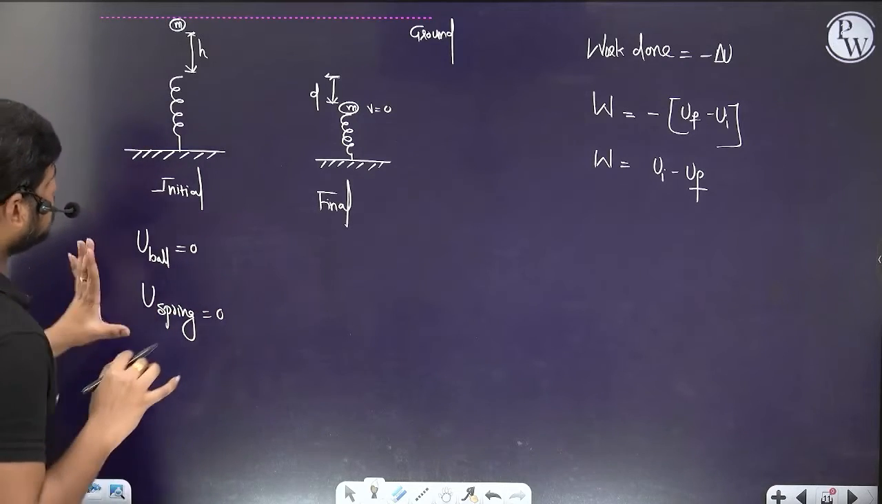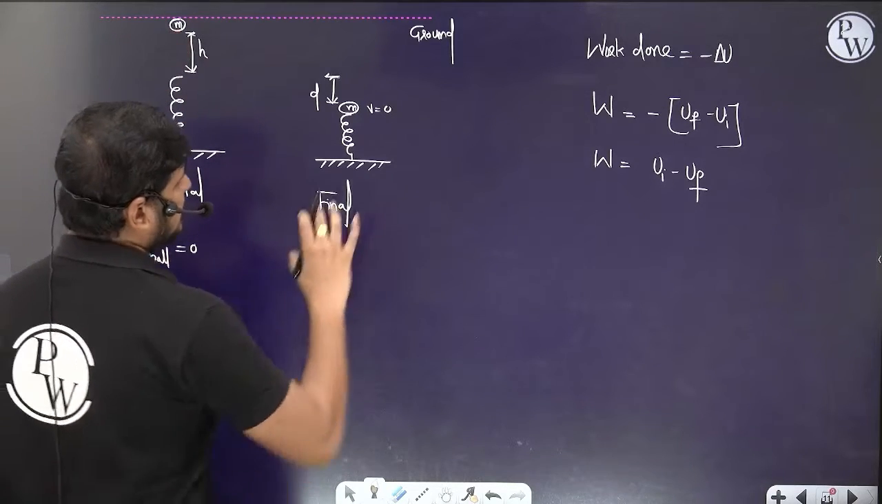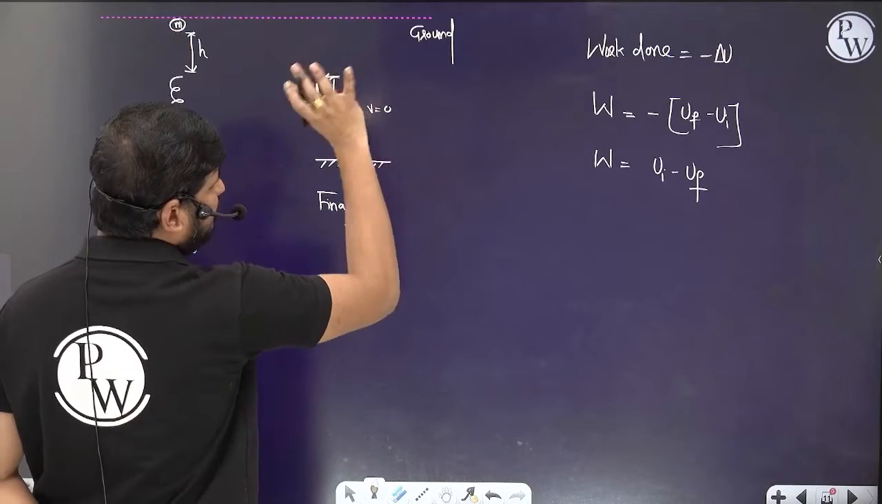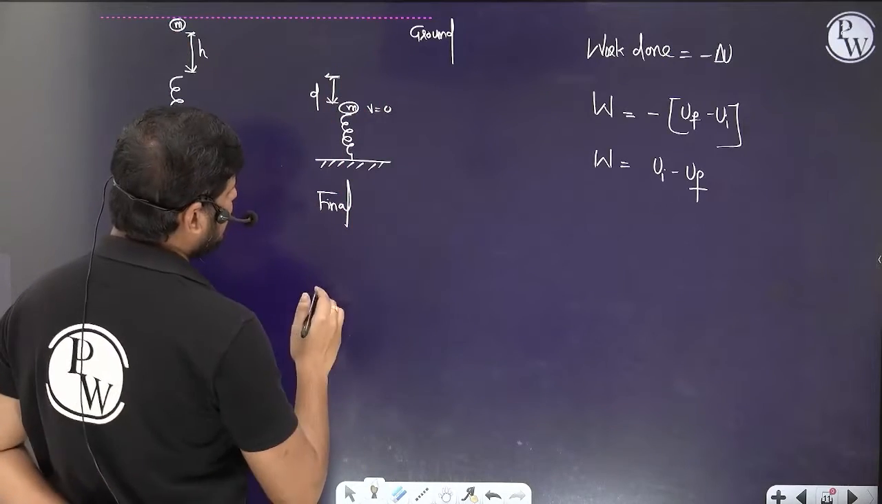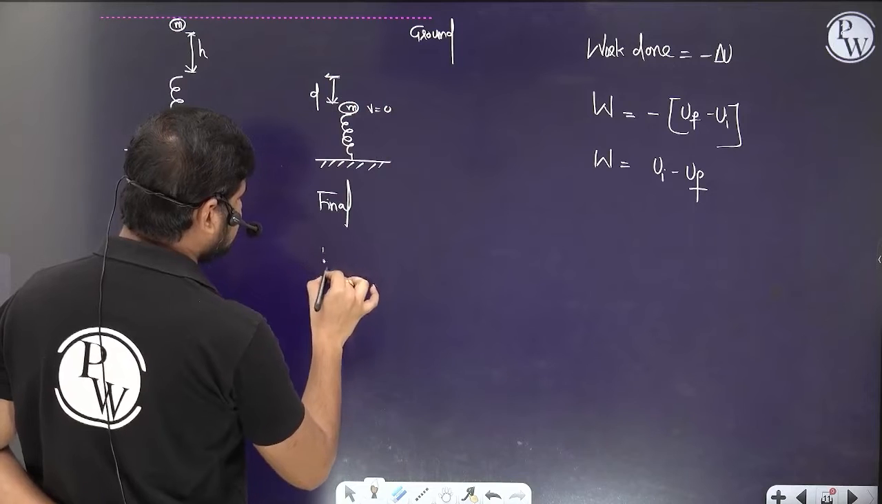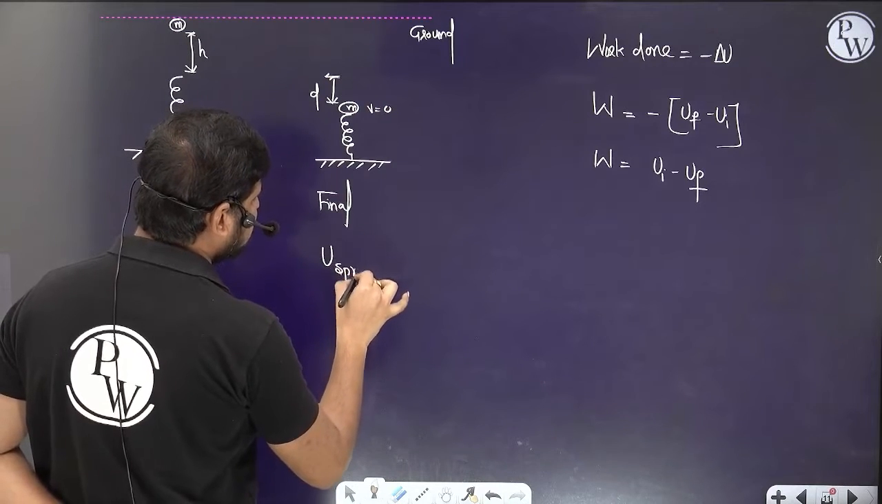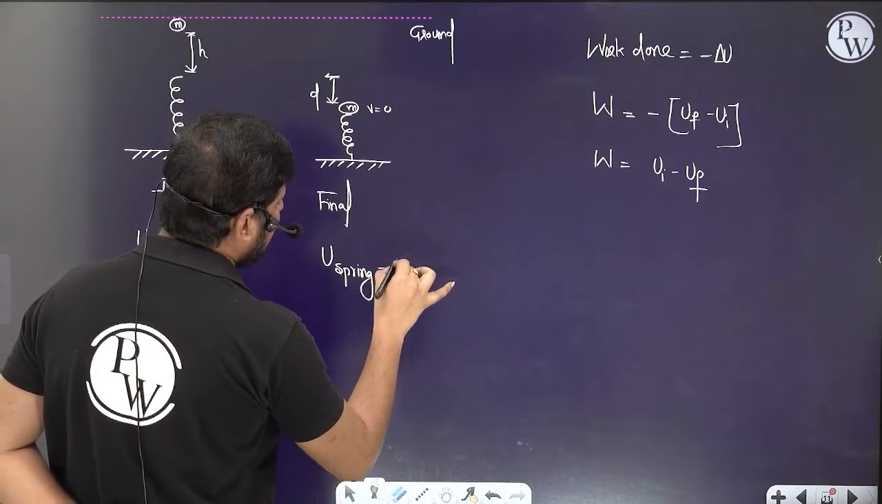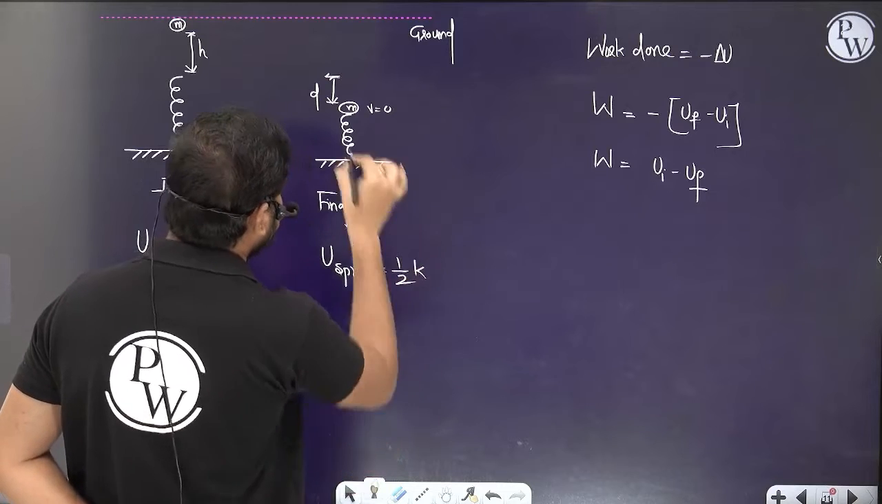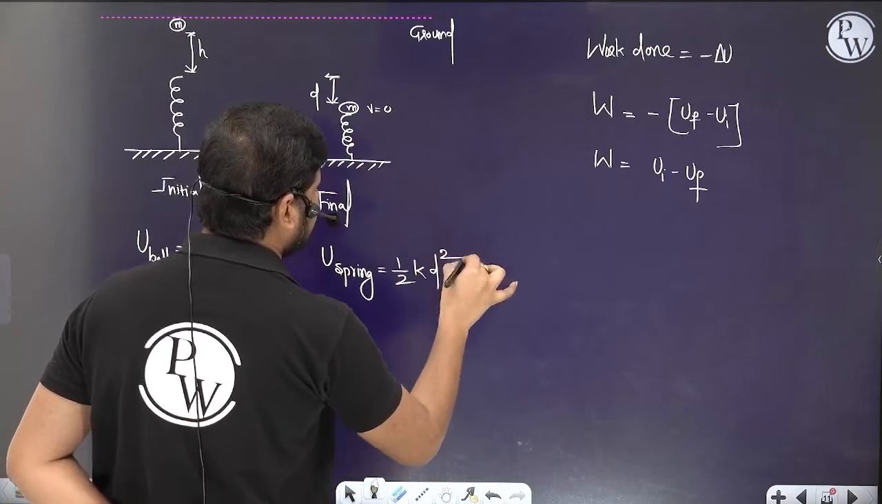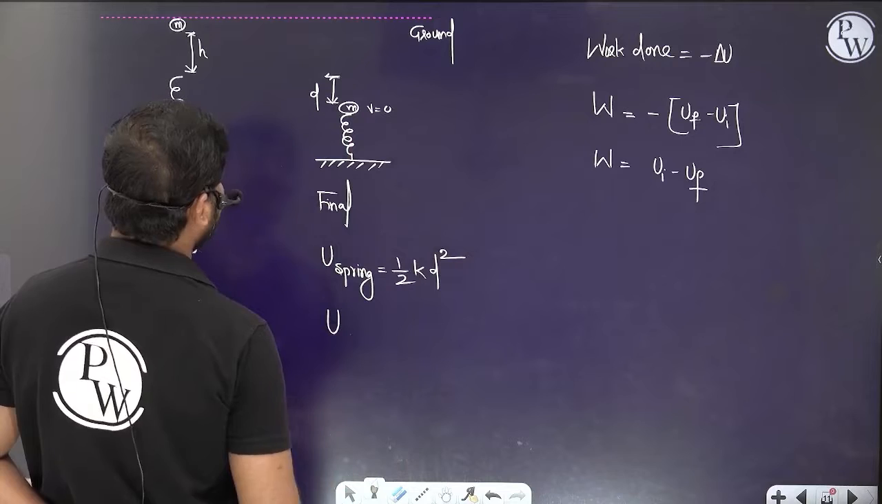So we just need the potential energies of these two. And then after some time, when the ball fell on this spring, what happens? The spring compressed by the distance d. So the potential energy of the spring is half k, the compression is d, so half kd square.